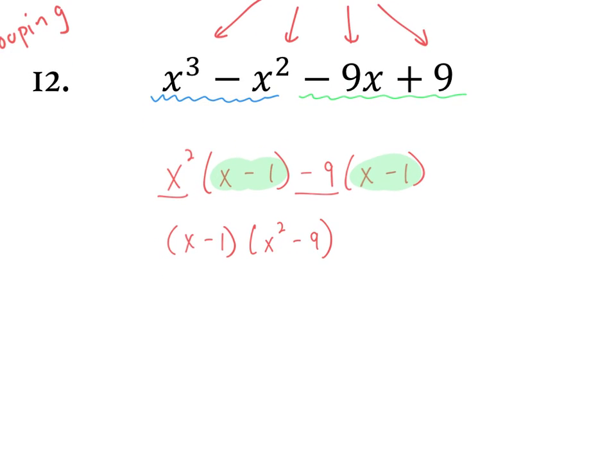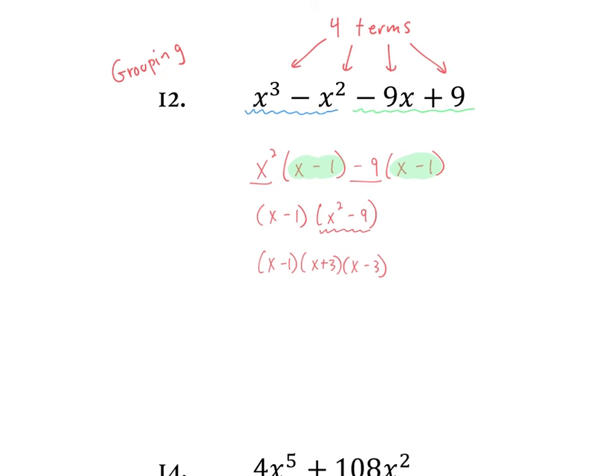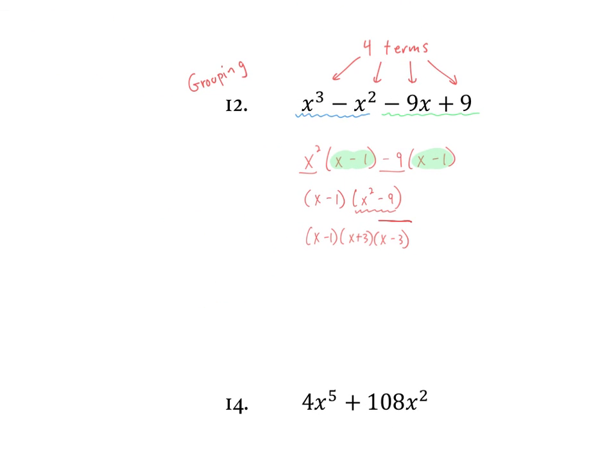Okay, you should look to also see if you can factor more. So you can see this x squared minus 9 is a difference of 2 squares. So that x squared minus 9 is really x plus 3 and x minus 3. Okay, and that's fully factored.